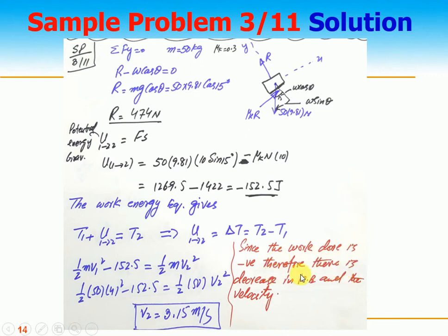Since the work done is negative, there is a decrease in the kinetic energy, and you will see here, because this becomes half mv square. We know the value of this. We do not know the value of the velocity at point B, but we get 3.15. And if you see, this 3.15 is less than 4, and the kinetic energy is decreasing as the work done is negative, because the frictional force is larger.